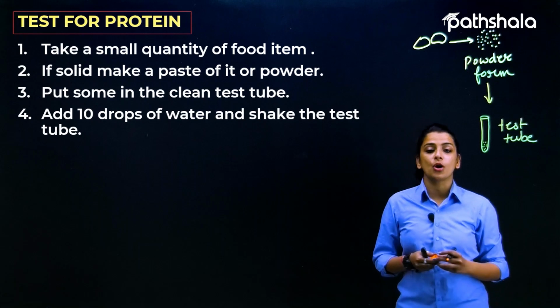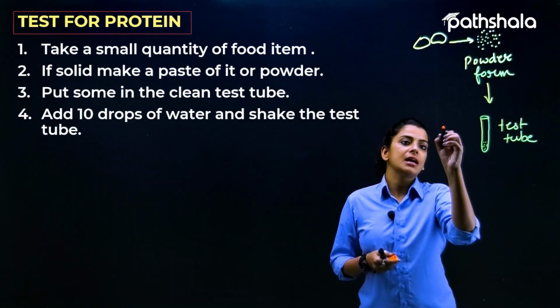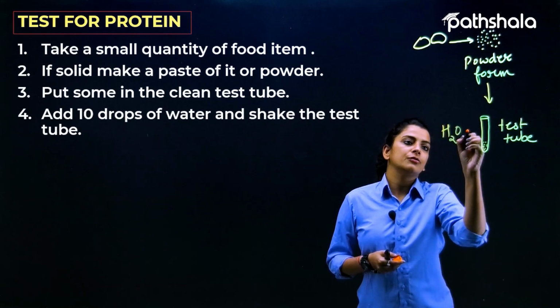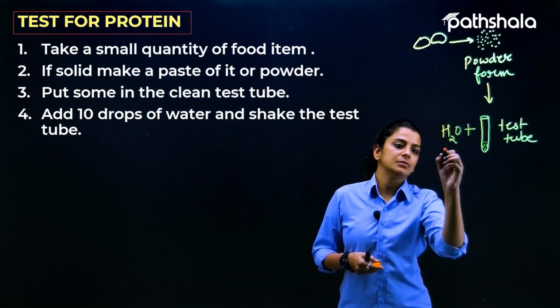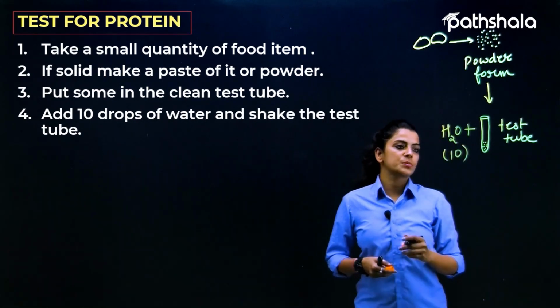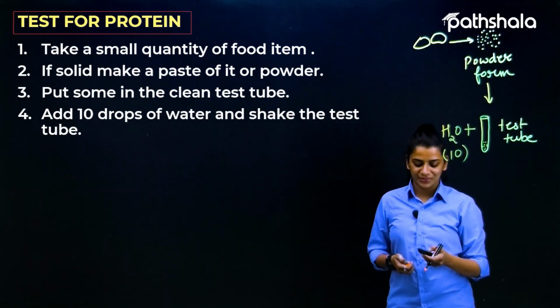Now, what will be the next step? Add 10 drops of water and shake the test tube. अब आपने क्या करना है इसमें? We have to add few drops of water, right? 10 mentioned here. 10 drops of water. H2O पता है, H2O is the formula for water, right?